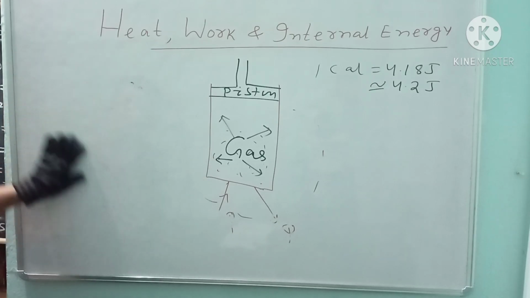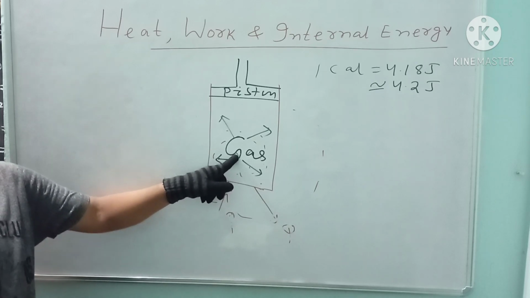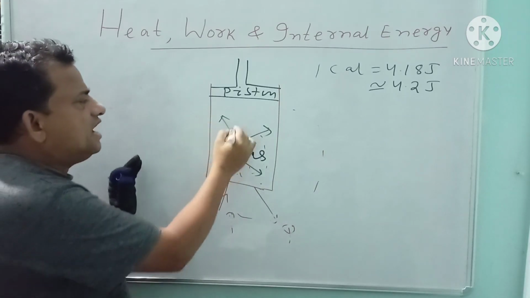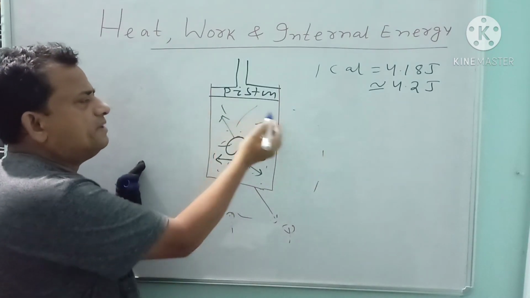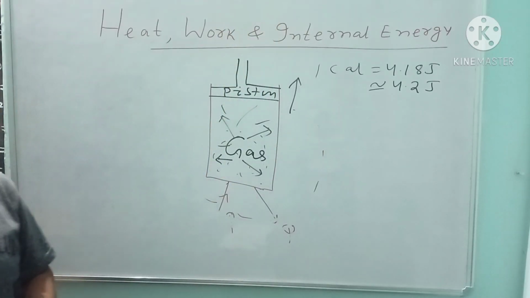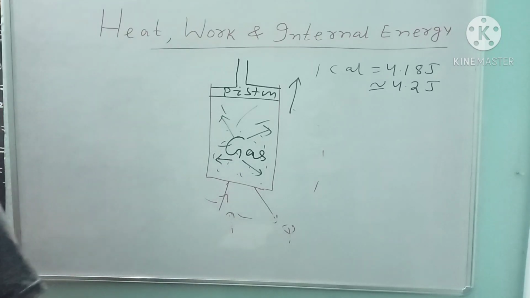Students, when heat is given to the gas, what happens? Gas expands. I mean, gas will expand. So what happens? The piston will move upward. So here, since the gas absorbs heat, since the system absorbs heat, therefore heat is taken as positive.